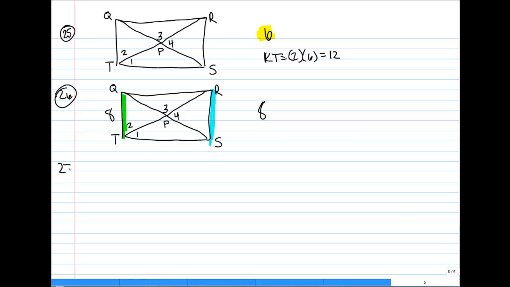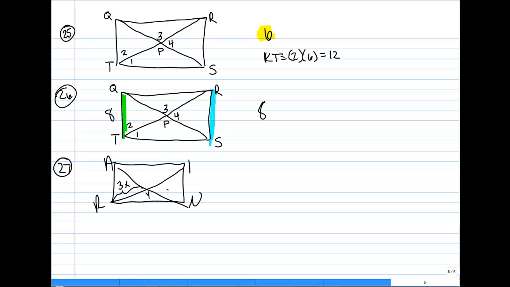27. You have a rectangle RAIN with Y in the middle, and it says that YR is 3x. This right here is 3x, and NY is 18. So this right here is 18. All these diagonals have the same length, so 3x is equal to 18. X is 6.